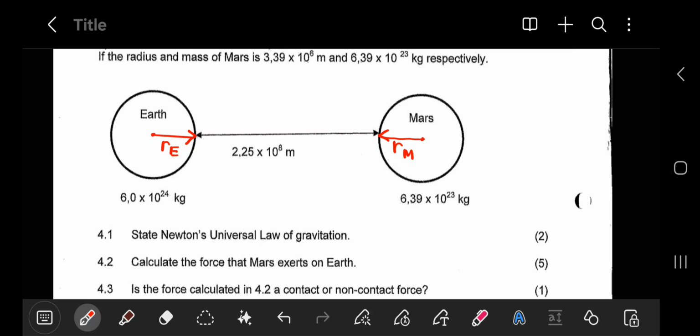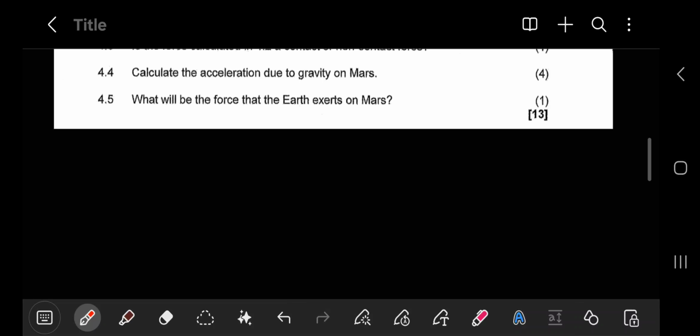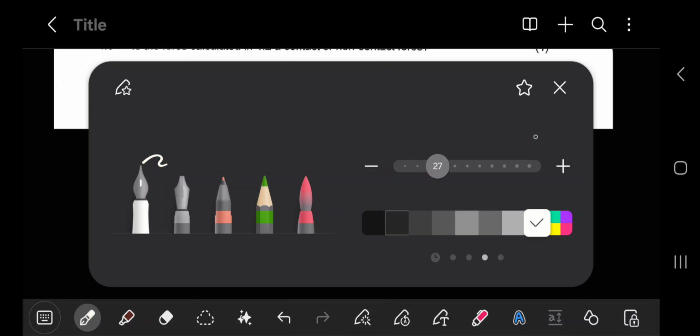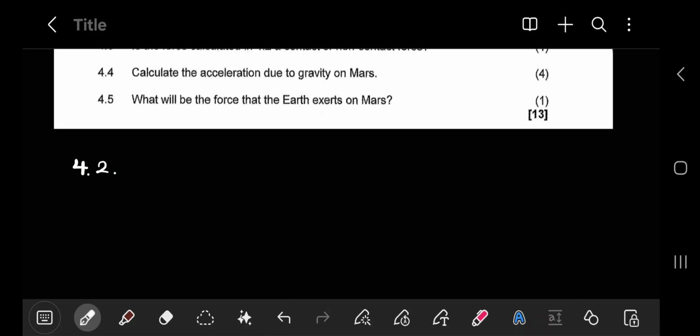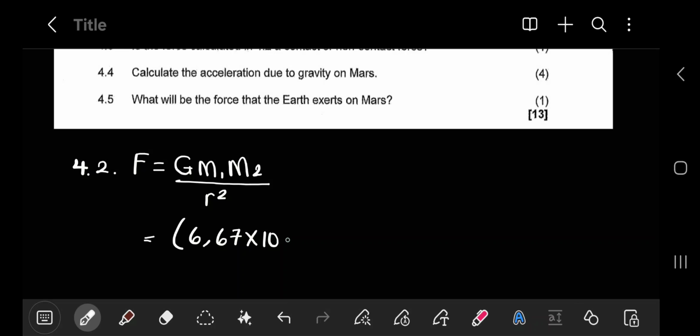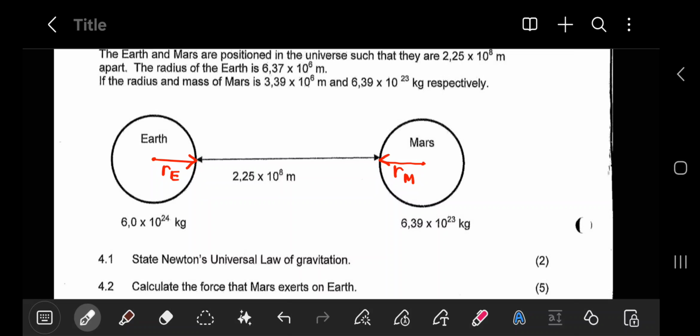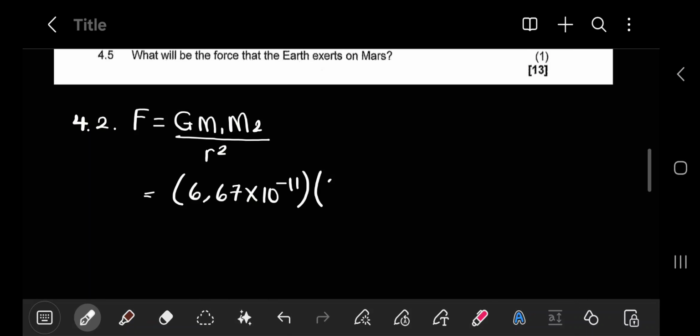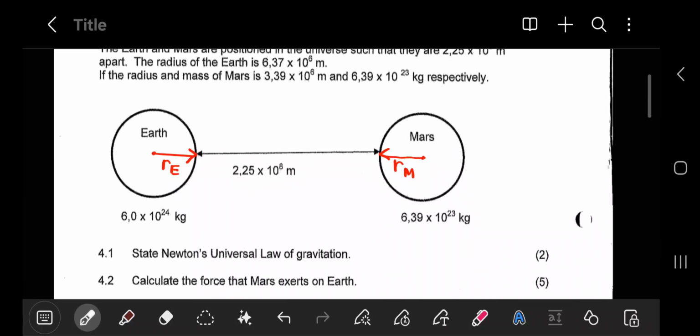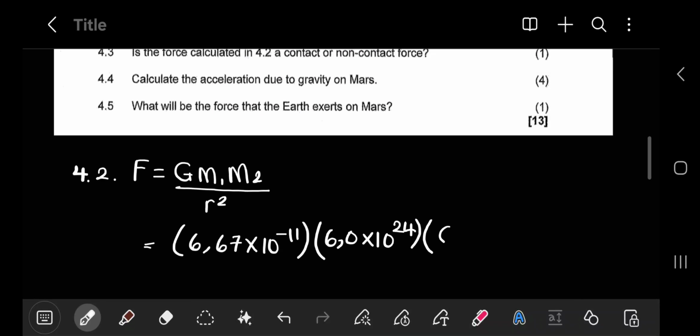4.2 says, calculate the force that Mars exerts on Earth. Since they require us to calculate force, the formula that we're going to use is F is equal to G m1 m2 over r squared. Remember that G is 6.67 times 10 to the minus 11. I will take m1 as the mass of the Earth, which is given as 6.0 times 10 to the power 24. I'll take m2 as the mass of Mars, which is given as 6.39 times 10 to the power 23.